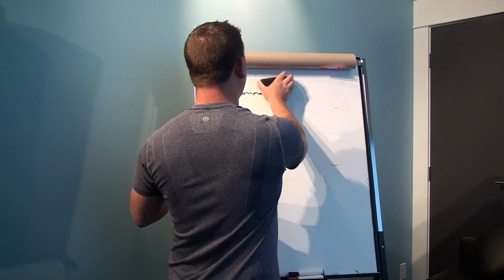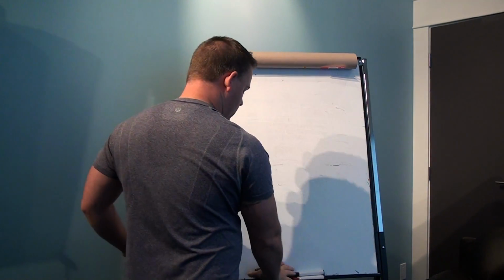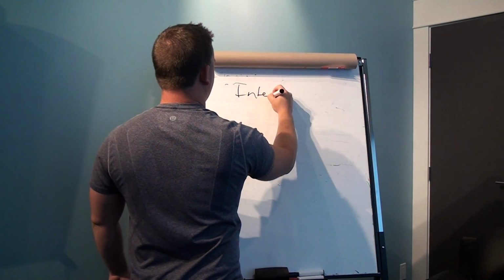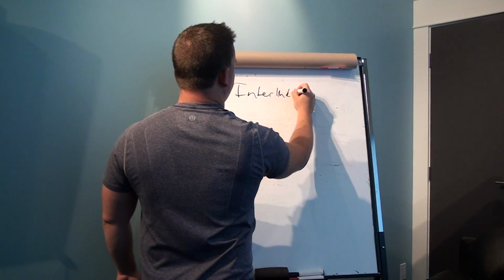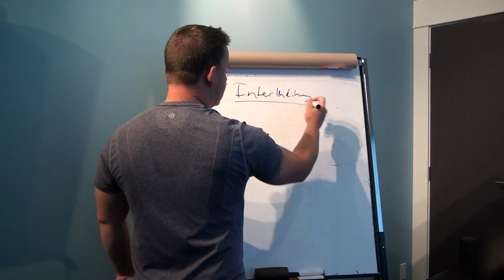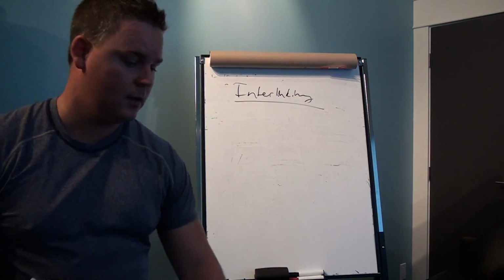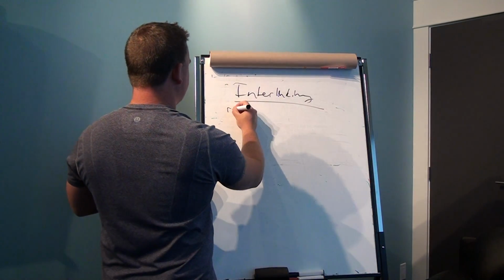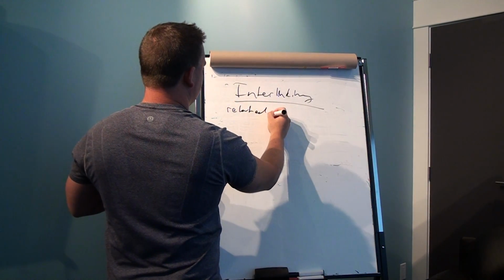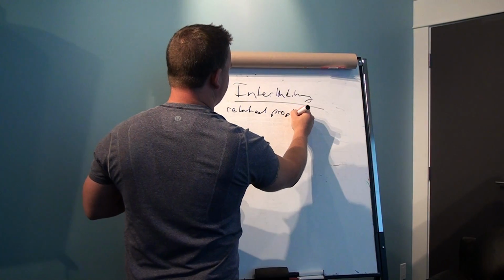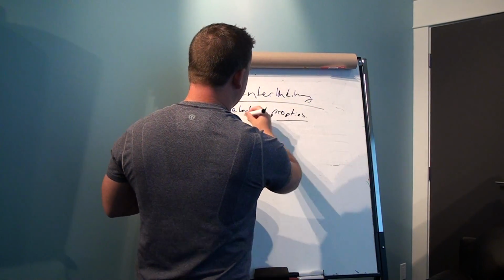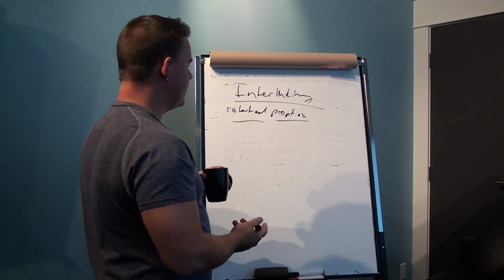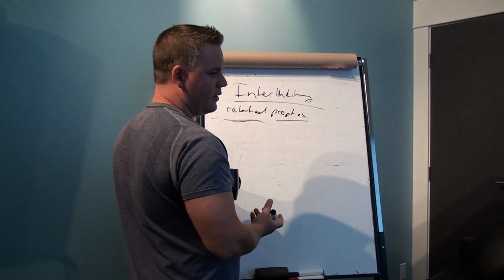What else do we have? Interlinking. So the simplest example of interlinking is the related properties. Designers often do this with photos and some stats and call to actions. I like the way that looks, but it doesn't give you a ton of related properties because you don't have a ton of room for it.